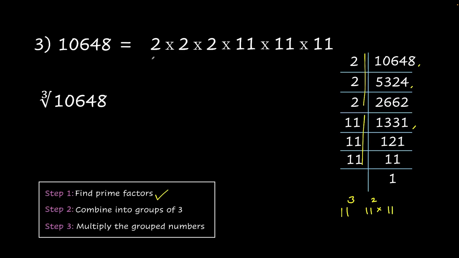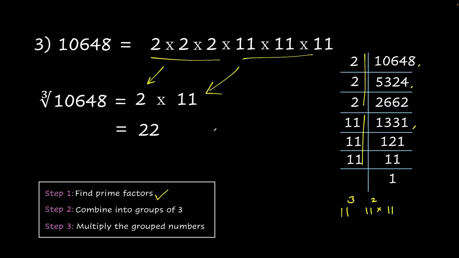Next step, combine into groups of 3. So 2 times 11, and then multiplying them is 22. So 22 cubed gives you 10,648. Great, we've solved all the questions.